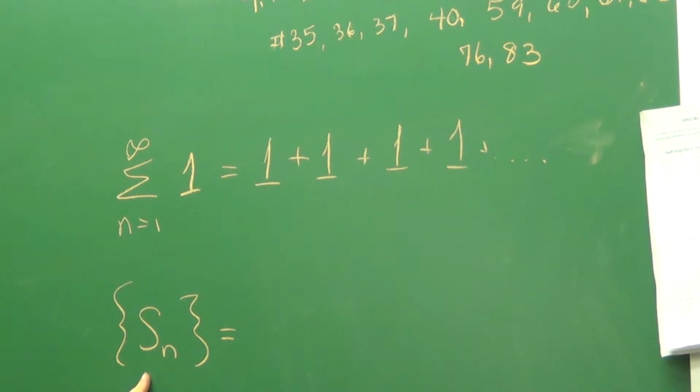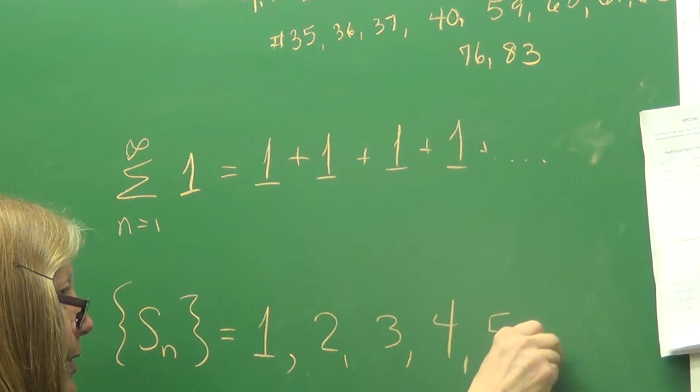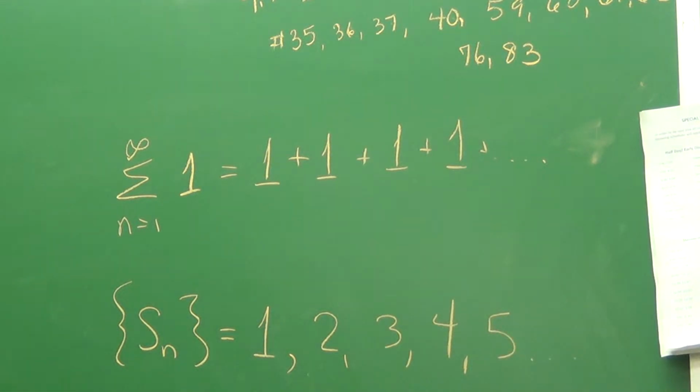So the partial sums. What's the first partial sum according to how we get partial sums? 1. All right. So the first partial sum is 1. Then the second one is 2, 3, 5. Right. So now, what's the generator for that? n. Okay. Does that make sense now?